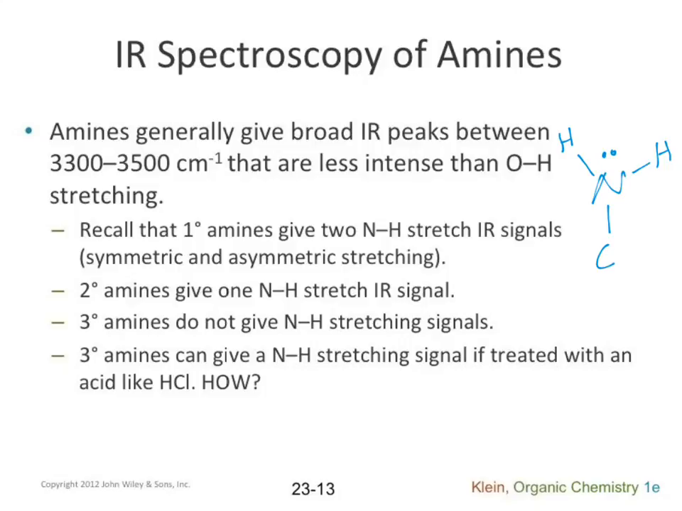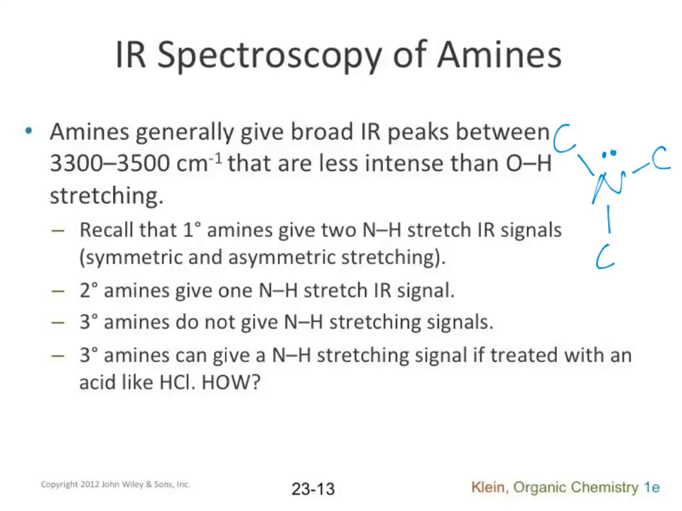What happens if it's a secondary amine, though? Well, now one of those hydrogens is replaced by another carbon. So now all we'll see is that one peak. Again, not as strong as an alcohol, but it could show up. What happens if we take it to tertiary? Now there's no nitrogen-hydrogen bond. Really, the IR becomes useless for you.